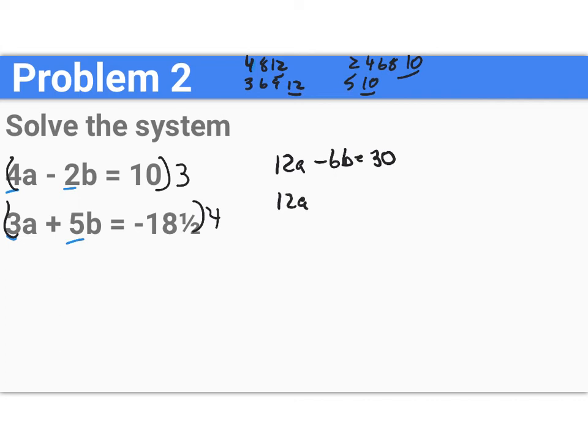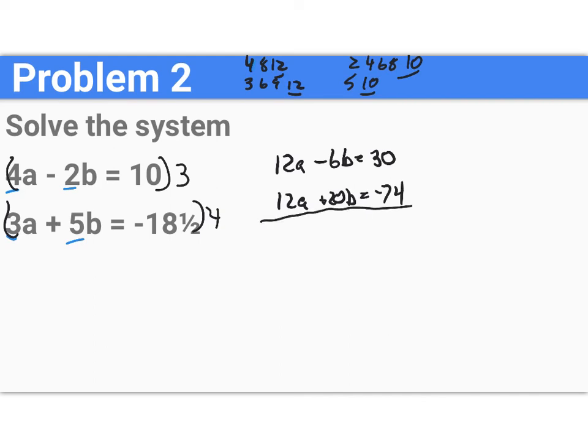Get 12A plus 20B equals 18 and a half times 4, which is 74. Negative 74.